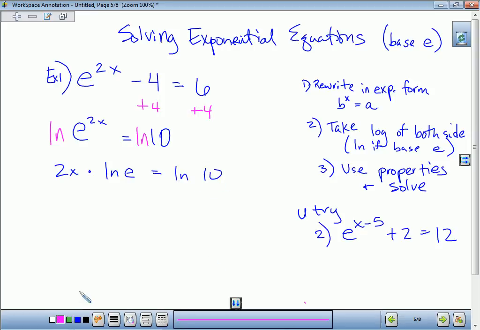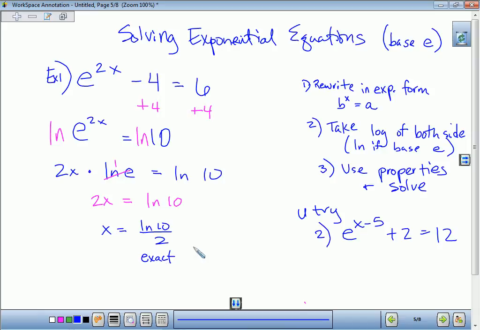And now this really nice thing happens. We have natural log of e right here, and natural log of e is 1. So that's like multiplying by 1. And multiplying by 1 does nothing. It's like it's not even there. So what we have left is 2x equals natural log of 10. And so we would divide by 2, and we get x equals natural log of 10 divided by 2. And this is the exact answer.